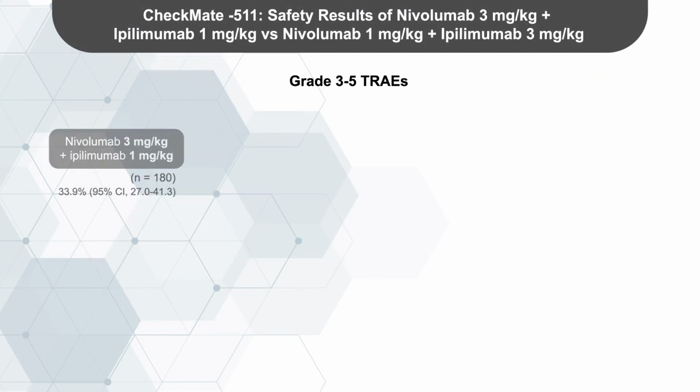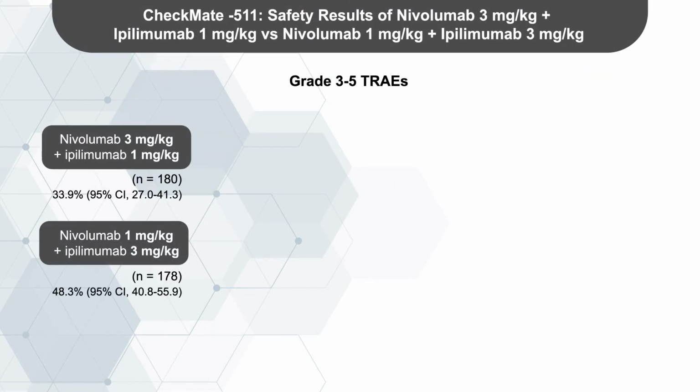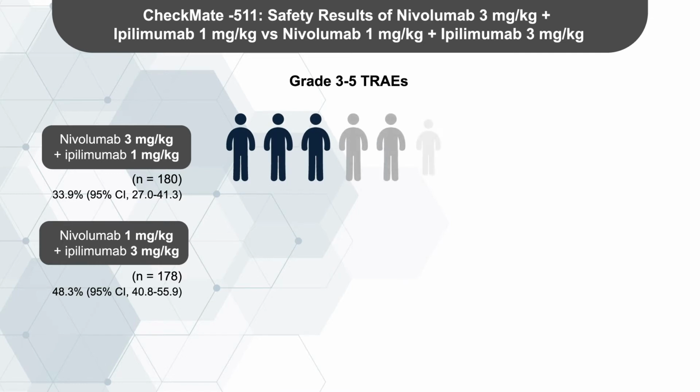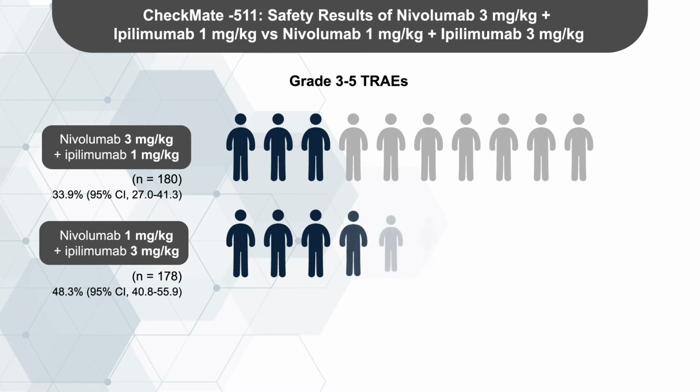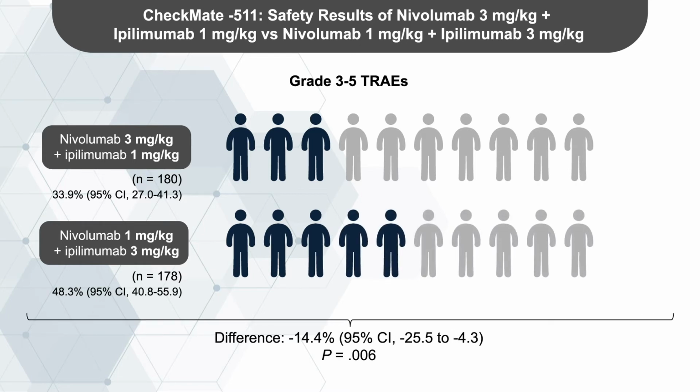With approximately 180 patients in each arm, treatment-related grade 3 through 5 adverse events were seen in approximately 1/3 of patients who received low-dose Ipilimumab and approximately 1/2 of patients who received high-dose Ipilimumab. This difference was statistically significant with a p-value of 0.006.